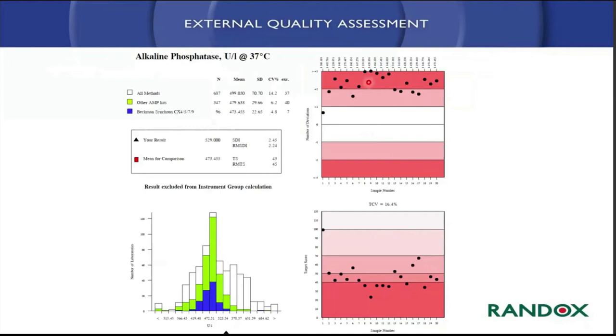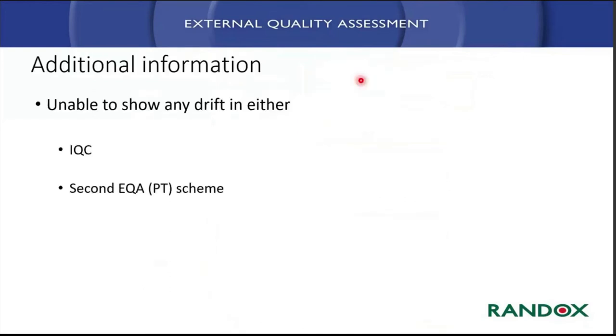Well, that came up as whenever we asked them part of the questions. They let it drift for so long because their internal QC, to them, it was acceptable. Whenever they looked at their internal QC, they were well within their range, and actually they were quite close to the target. They also were running a second EQA scheme, and in this other EQA scheme, their performance was looking much more acceptable.